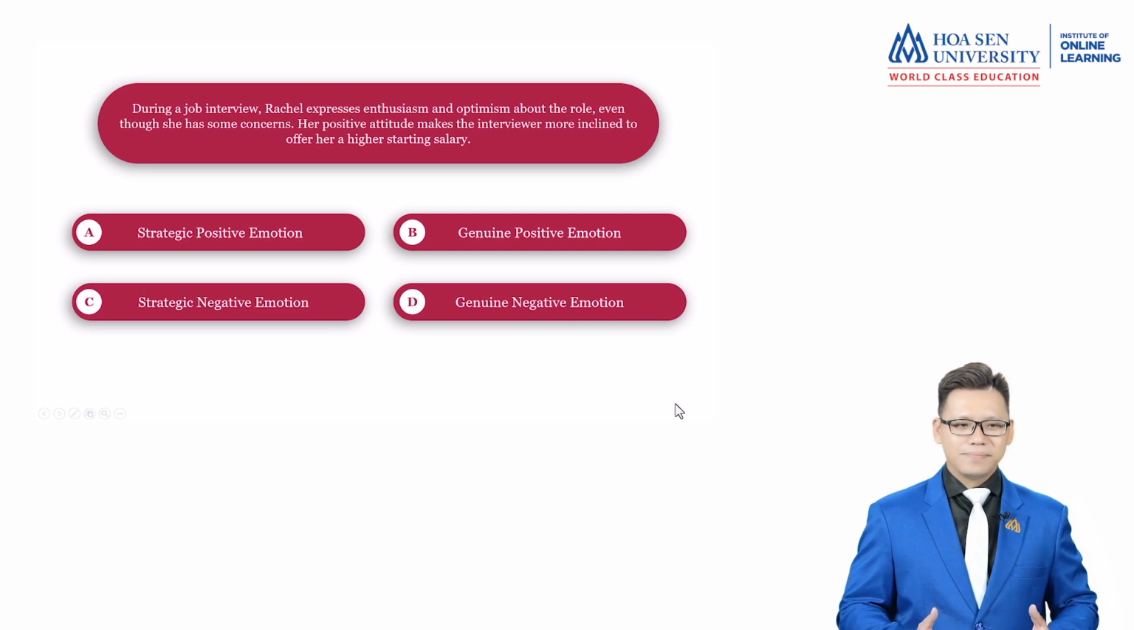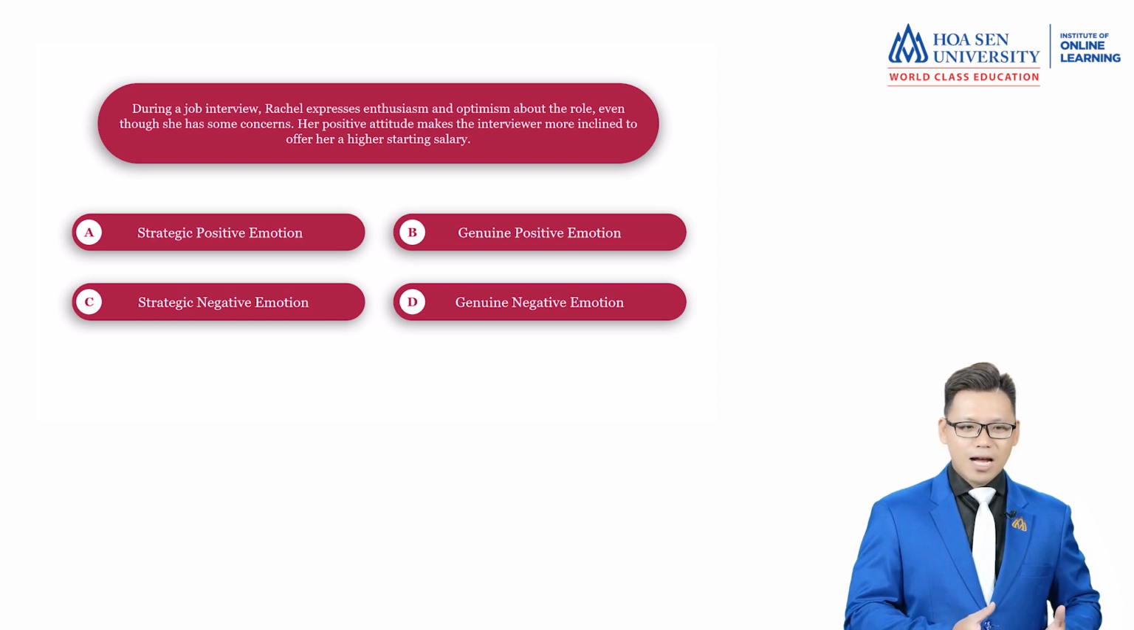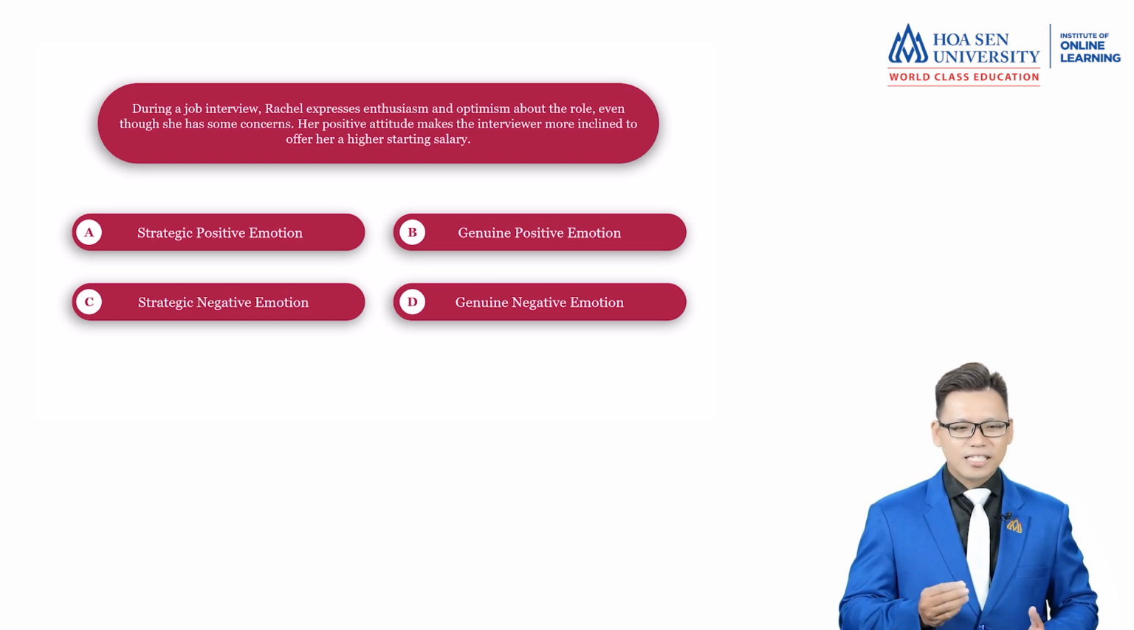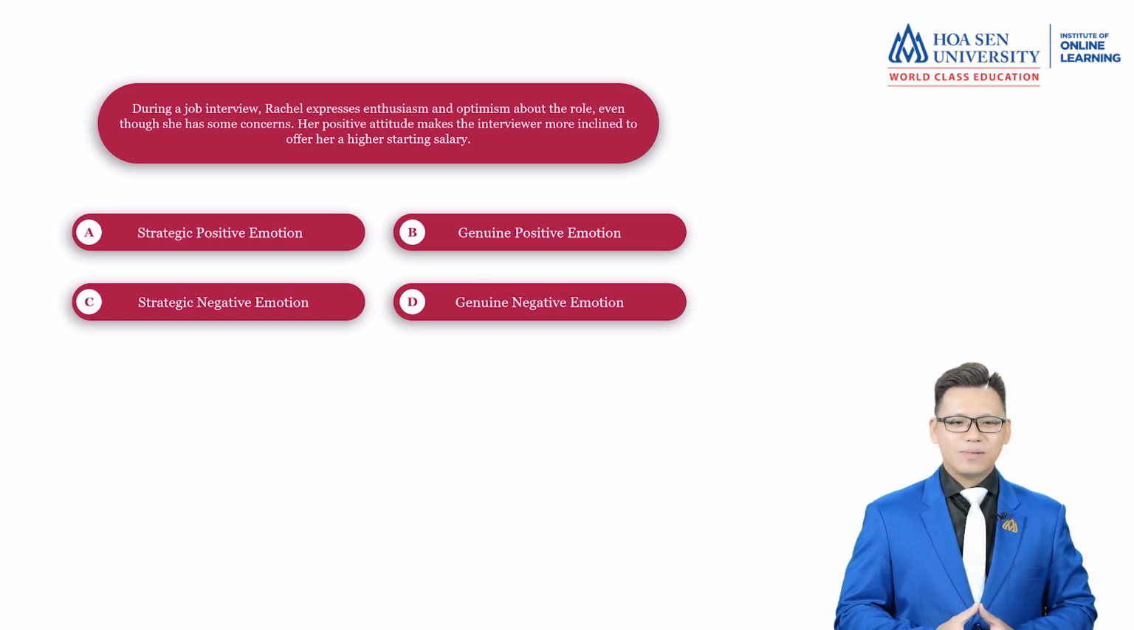How about this one? The last one. Come on, here we go. Is it A, strategic positive emotion, or B, genuine positive emotion, or C, strategic negative emotion, or D, genuine negative emotion? What do you think? If you choose D, I have to say, sorry, that is the incorrect one. So the answer is A, bingo, strategic positive emotion.